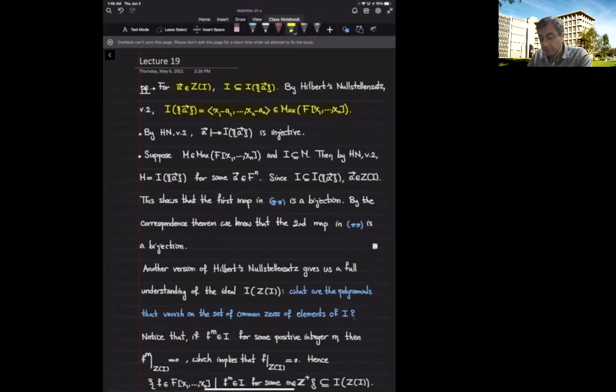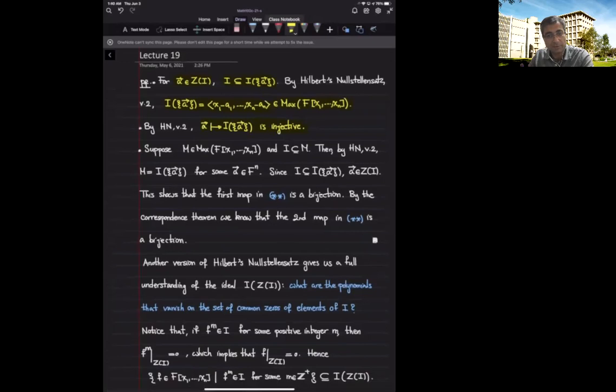Okay, the function that sends A to this ideal is injective, even if A is an arbitrary point inside F to the n. So automatically this map is injective after I restrict A only to the common zeros of polynomials of I. So injectivity is not a problem. So far we have shown it is well defined. Now we show that it is injective.